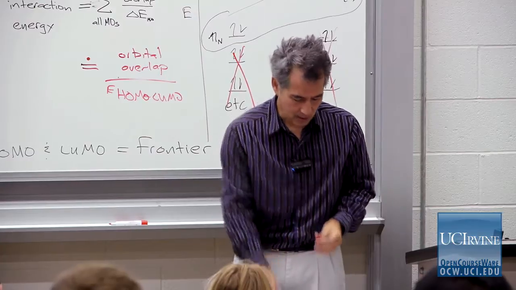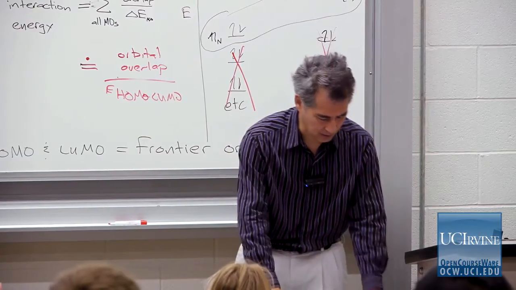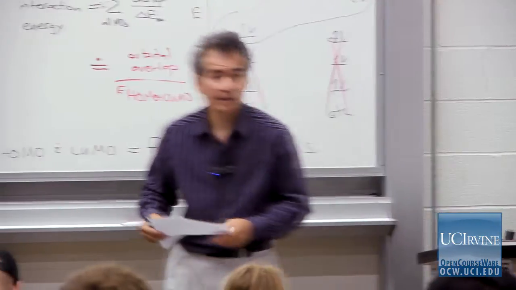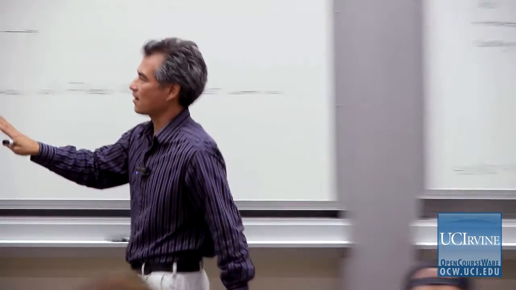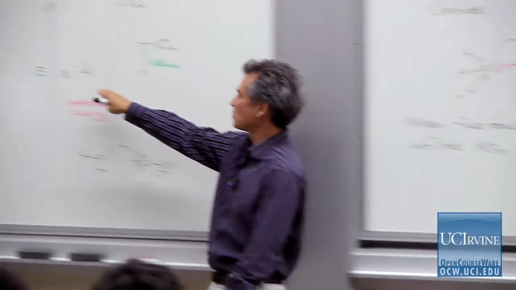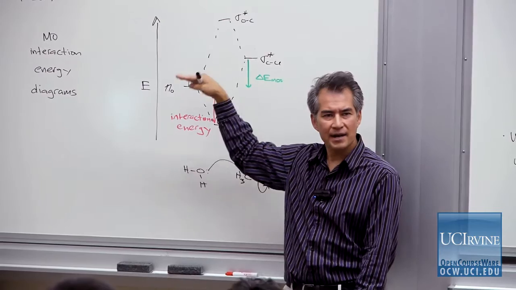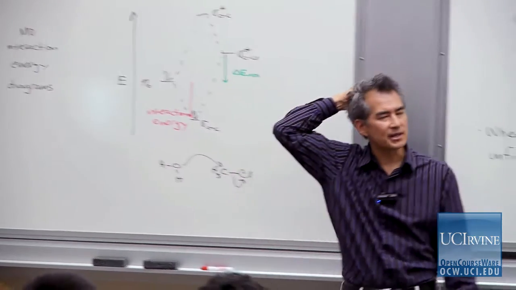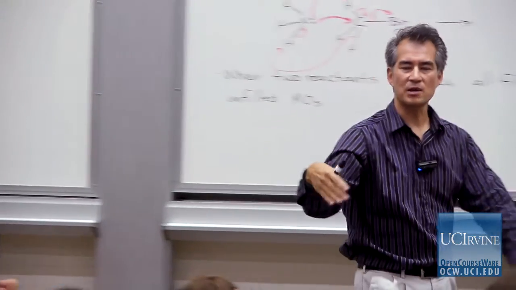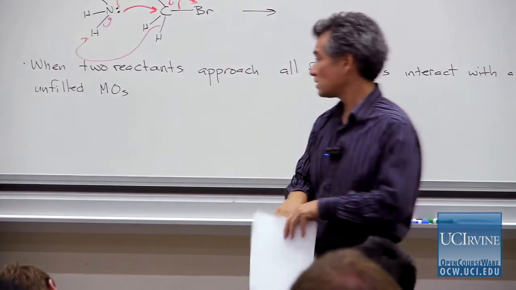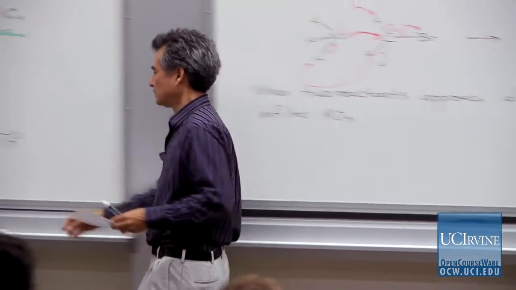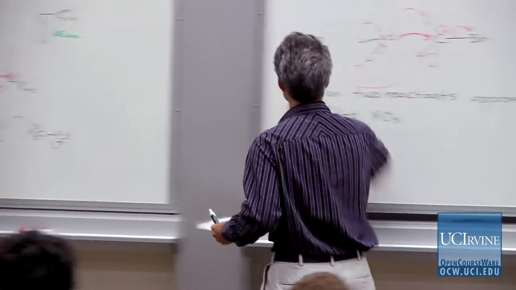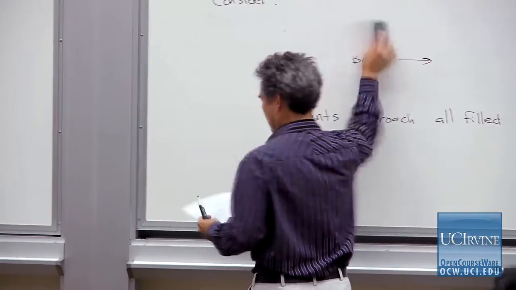Okay, so let's go ahead and take a look at the canonical frontier orbitals. We care about, I'm trying to convince you to care about the energies of these orbitals. Which orbitals are high in energy? Which orbitals are low in energy? That's our surrogate for asking which electrons are nucleophilic, which electrons are not so nucleophilic, which things are easy to attack, and which things are not easy to attack.